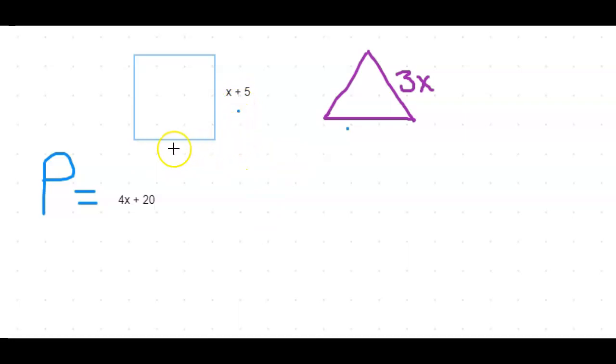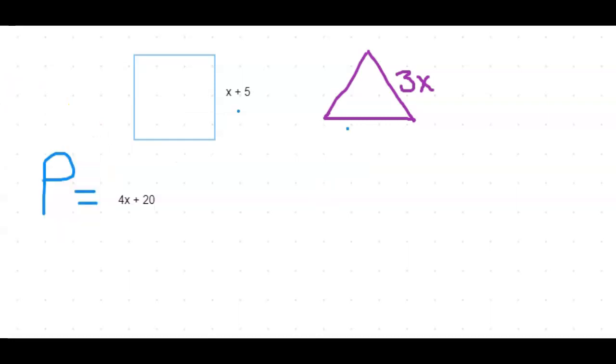X plus 5 plus x plus 5 plus x plus 5 plus x plus 5. That gives me 4 x's and 20. So that's the perimeter of that square. Now, for the triangle, it says that it is an equilateral triangle.